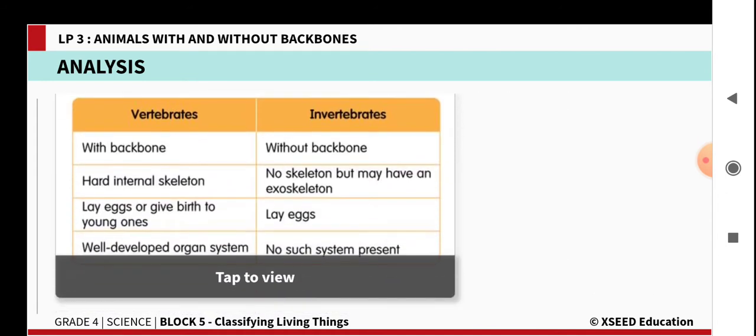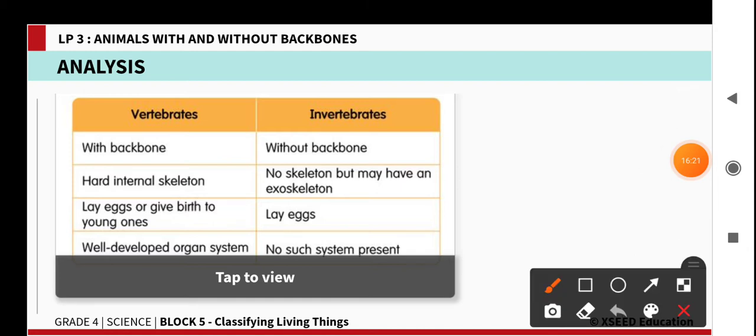Now make this table column in your notebook, children. Activity discussion: based on the activity, you are inferring these two points. What are the differences between vertebrates and invertebrates? Note down in your notebook neatly, in your own words, what you understood.